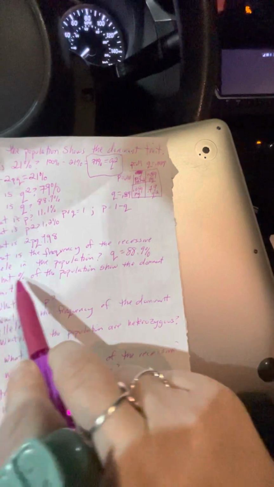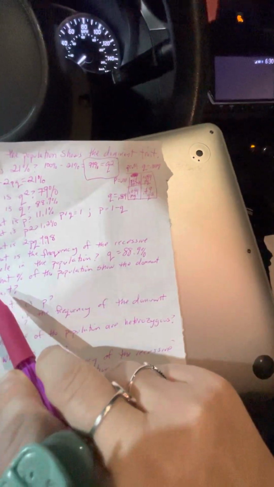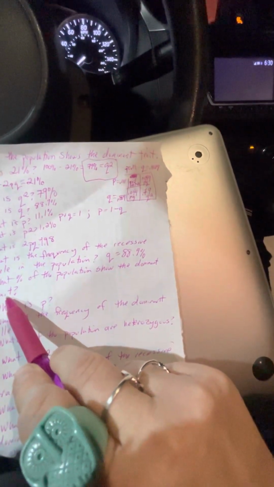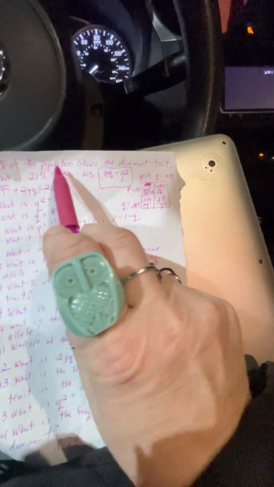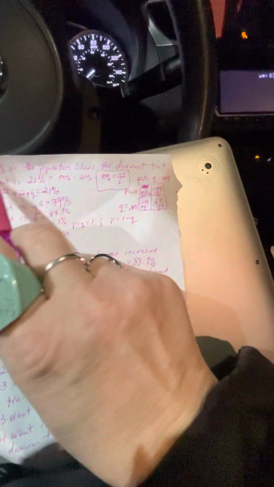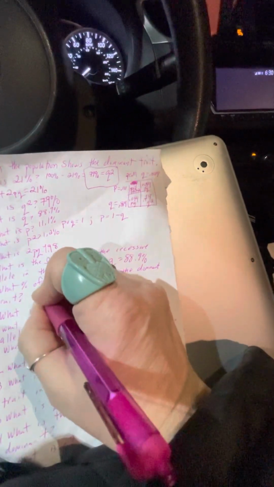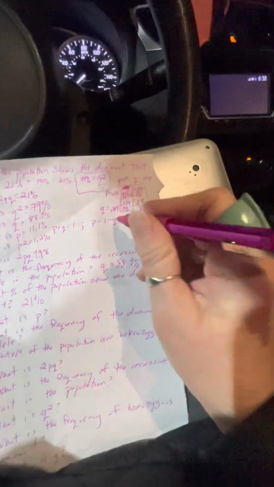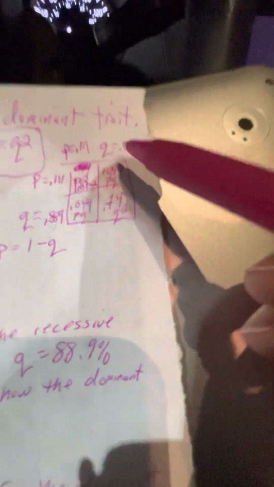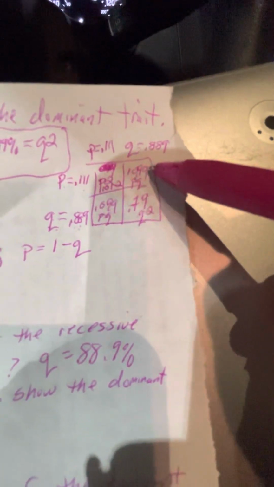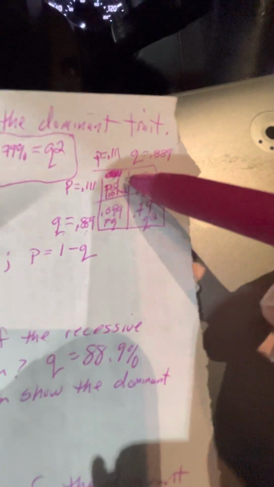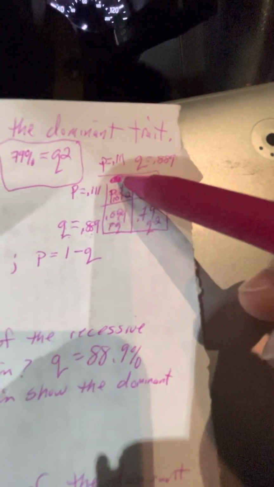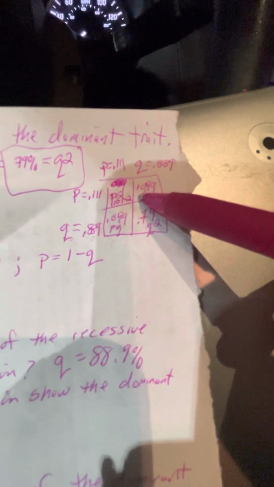Number 8, what percent of the population shows the dominant trait? Oh, that was what we started with. 21% of the population shows the dominant trait. So it tells me right here, 21%. The other thing I know, when I come back up to my Hardy-Weinberg Punnett square, is that P squared and my 2 PQs together are going to equal 21%.